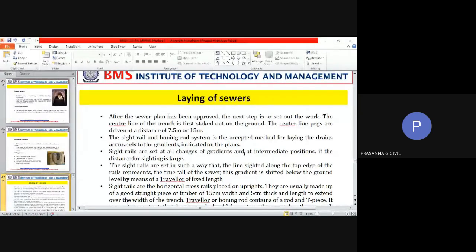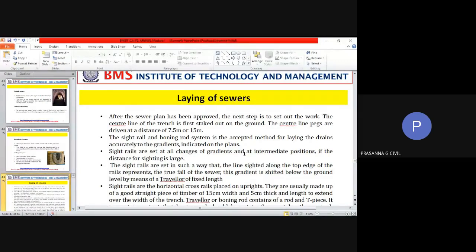So they will take the plan of the area where this particular sewer line has to be laid, and based on decisions as to whether it is on the left side of the road or the right side, they will decide to have the sewer line laid there or at the center. All these sewer center lines will be marked in the plan.